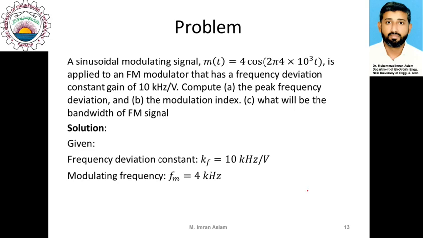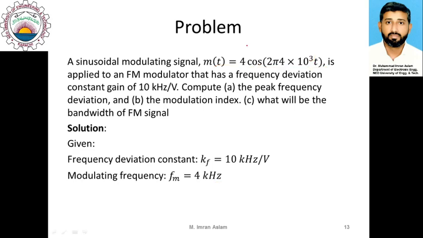Let us take another problem related to FM modulation. Say for example we have a sinusoidal modulating signal represented here: m(t) is equal to 4 cos 2 pi into 4 into 10 raised to power 3 t. You can see that this part, 4 into 10 raised to power 3, represents the frequency of the modulating signal. So the modulating frequency is given as 4 kilohertz here. The amplitude is given as 4.